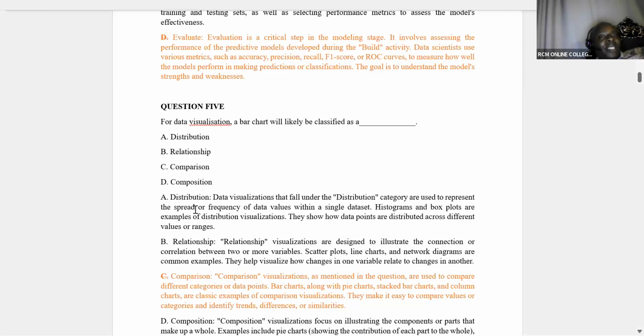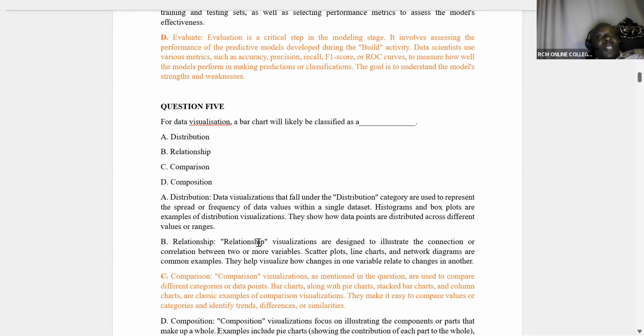It's important we read the others. Distribution visualizations that fall under the distribution category are used to represent the spread or frequency of data values within a single data set. Histograms and box plots are examples of distribution visualizations. So if I were you tonight, I would go and Google these box plots. Even search for them on YouTube. How do they look? Because I know all of us know how histograms look, but just try to understand how the box plot looks.